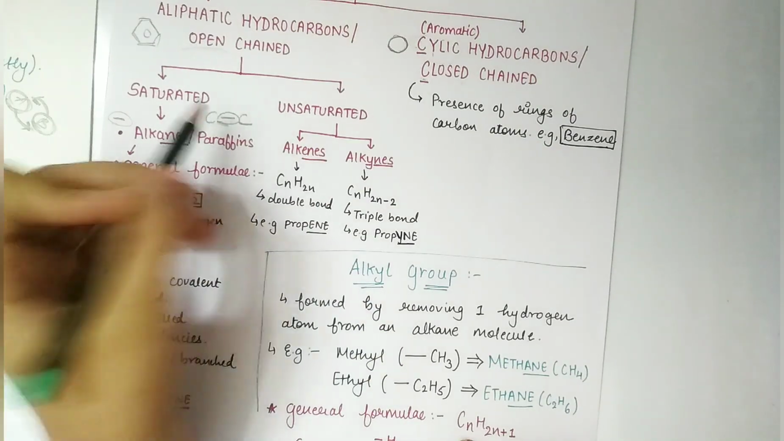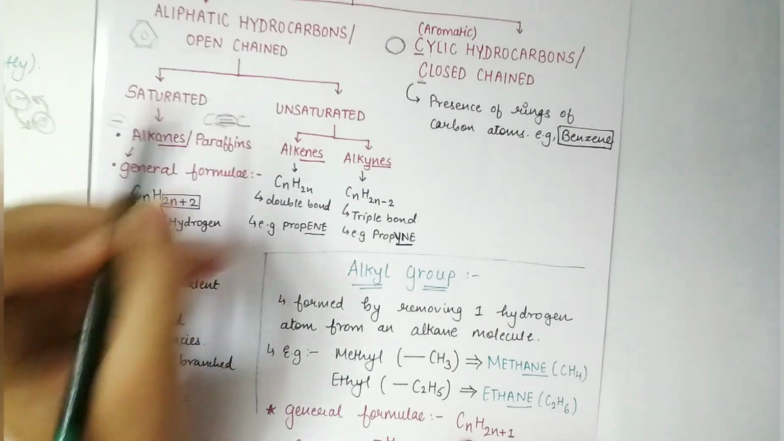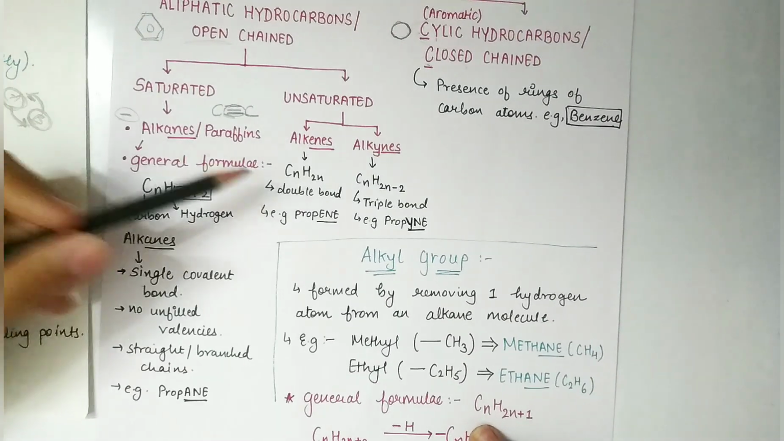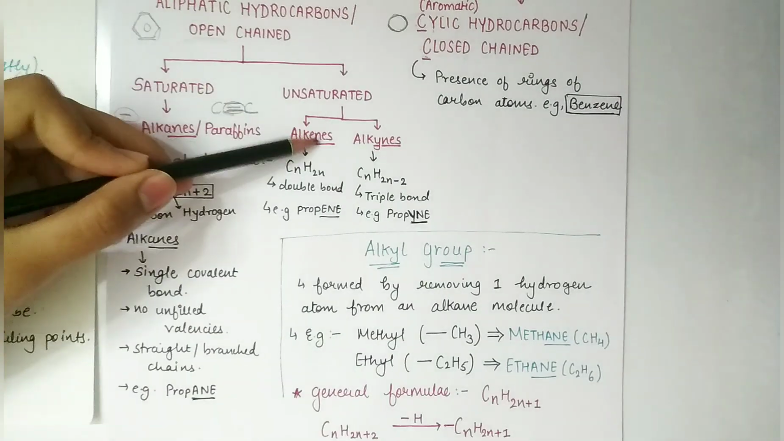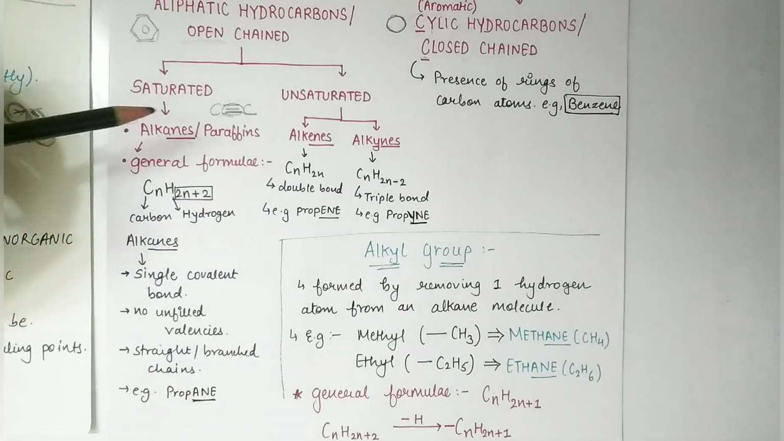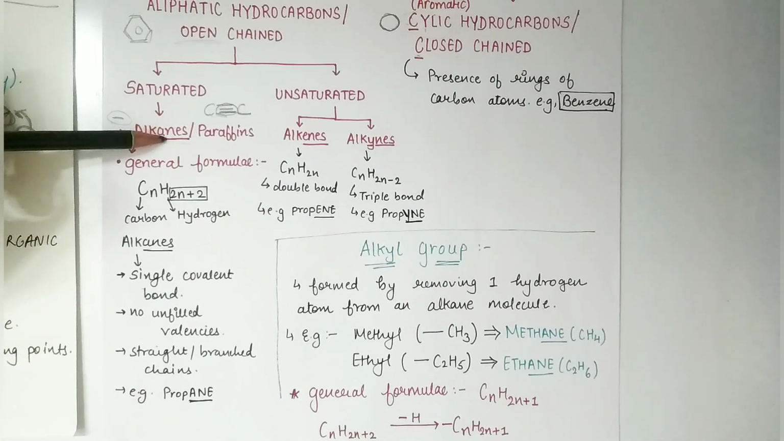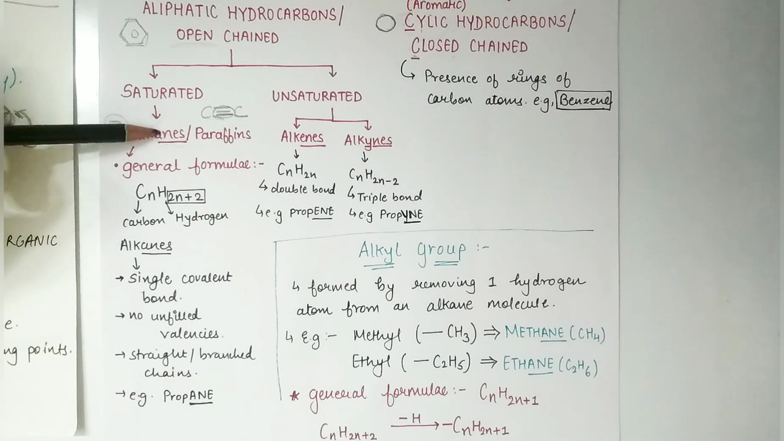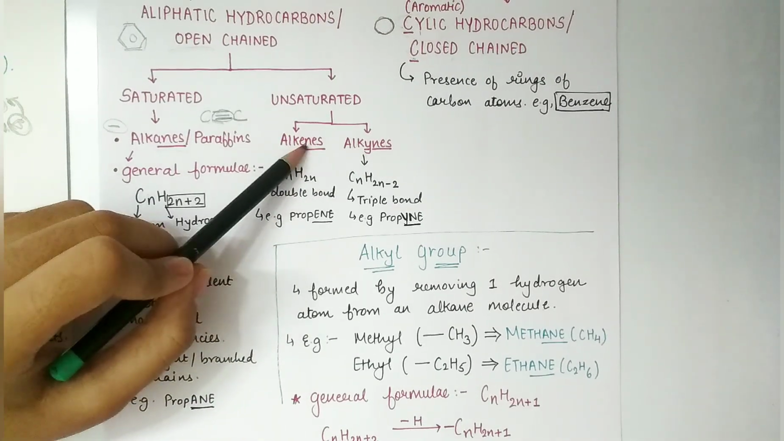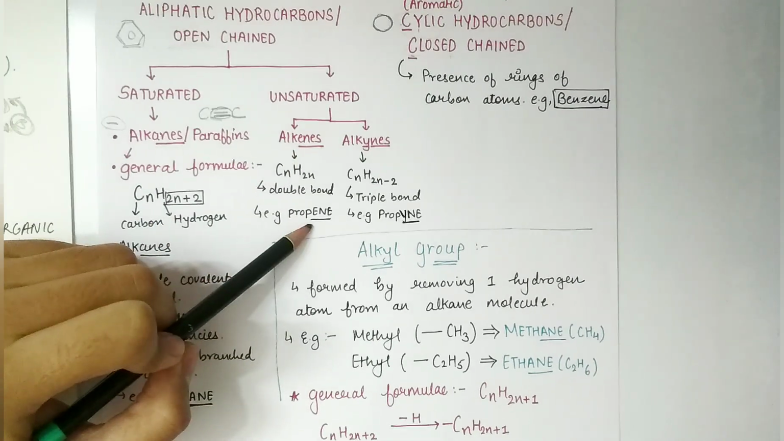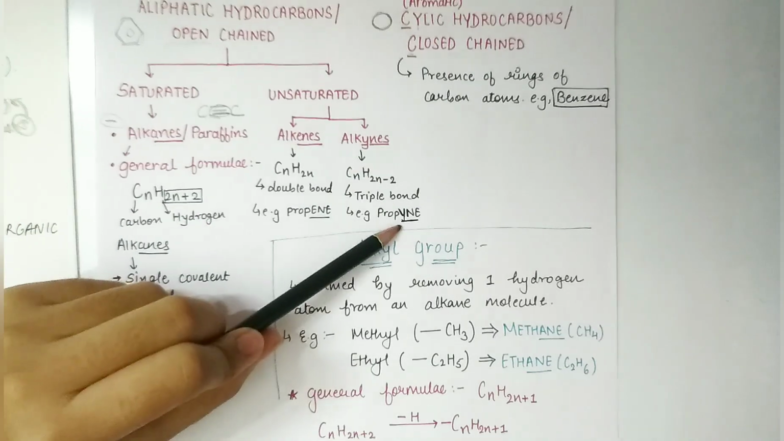Now alkene is characterized by a double bond between the carbon atoms, and alkyne is characterized by a triple bond. So this is characterized by a single covalent bond, this by a double bond, and this by a triple bond. Now you might ask, why have I underlined all these? These are all the suffixes, the end parts of the words, and they indicate the type of organic compound. If it ends with ane, it has a single covalent bond between the carbon atoms. If it ends with ene, it is characterized by a double bond between the carbon atoms. And if it ends with yne, it is characterized by a triple bond.